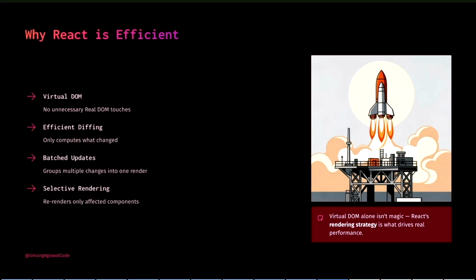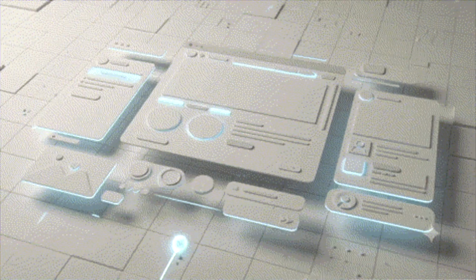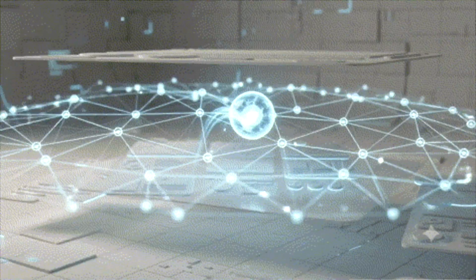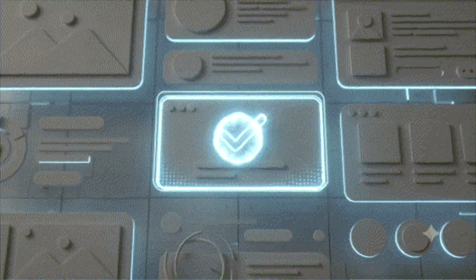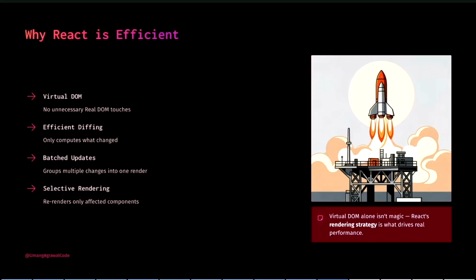So why is React efficient? This is the reason: it is using virtual DOM. Your real DOM will be untouched until it's required. Efficient diffing means it finds what changes were made, and it will make only that particular change. It will group multiple changes into one render, and it is a selective re-rendering. Basically, it will only affect the component which is changed.